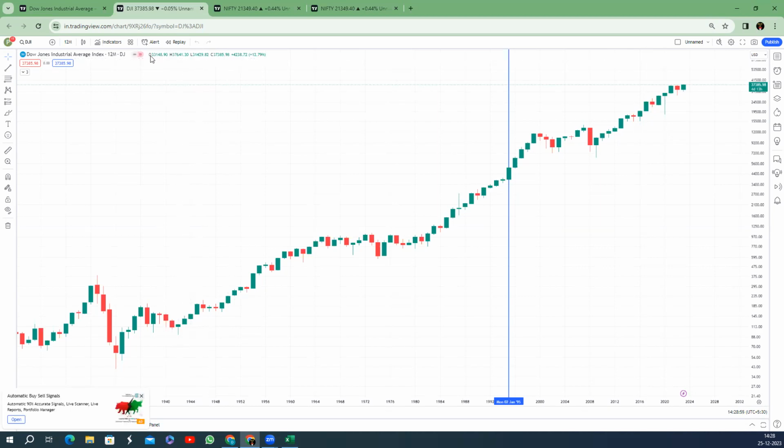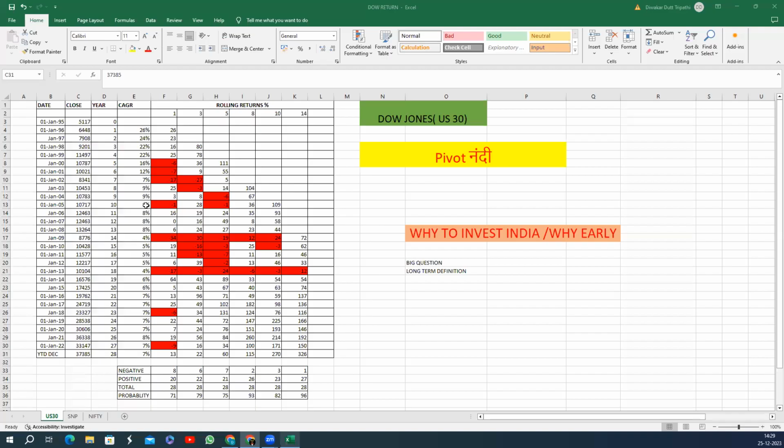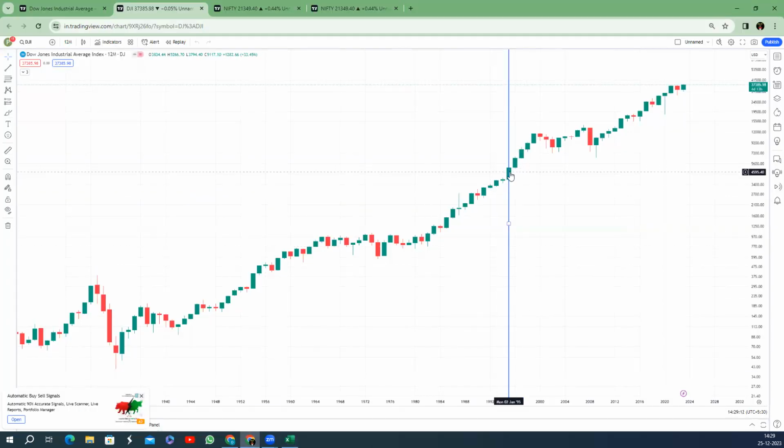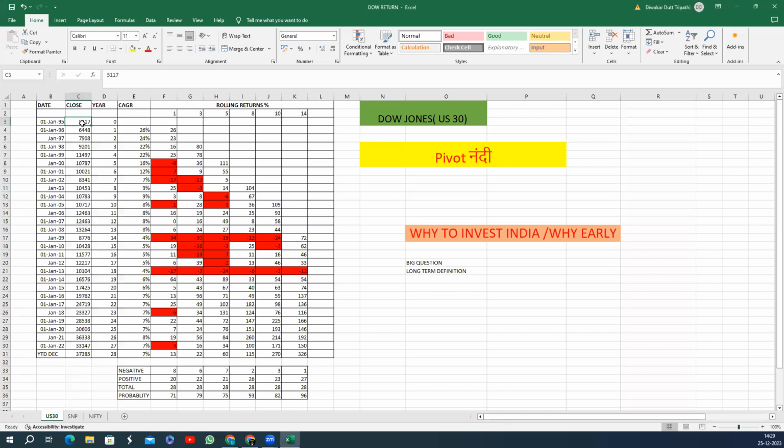O represents open, H represents high, L represents low, and C represents close. But you only have to focus on the C, the closing price, because I have taken this closing price in this Excel sheet. For more clarity, I'm sharing it here. You can see 2nd of January 95, which represents the whole 1 year candle. Once you put the cursor here, you'll find the closing price. What was the closing price for 95? The closing price was 5,117, and that is what I have written here.